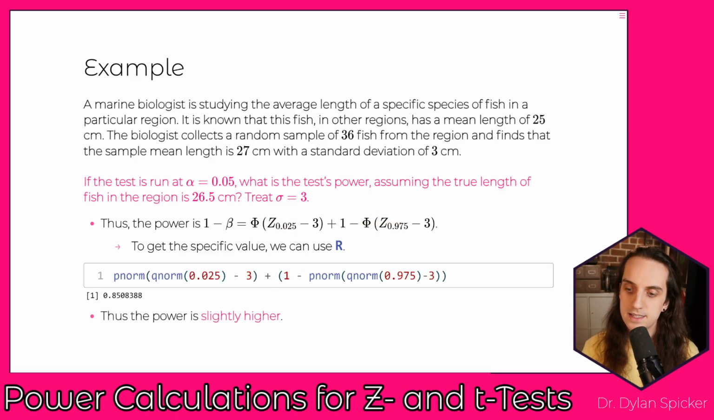Okay, and so the power is slightly higher in the case of the standard deviation being the population standard deviation rather than the sample standard deviation. And that's to be expected. Anytime that you're making the assumption of a z-test, then if that assumption is true, you should have slightly more power. If that's not a true assumption, then we're into a weird situation that we sort of need to work out in its own regard.